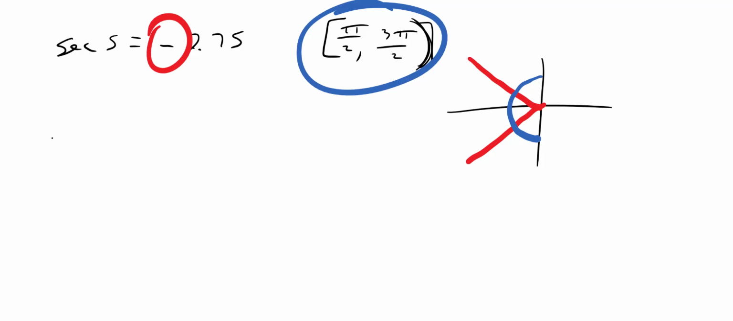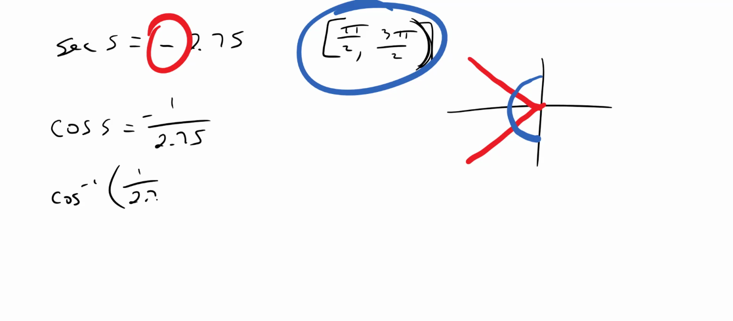Okay, so what we're going to do is, you got to rewrite this. Please don't forget, it's cosine of S equals negative 1 over 2.75. It's really important. Got to rewrite it first before we do the problem. And then we're going to do inverse cosine of positive 1 over 2.75. Remember, you always do the positive value because that gives us our normal reference angle.